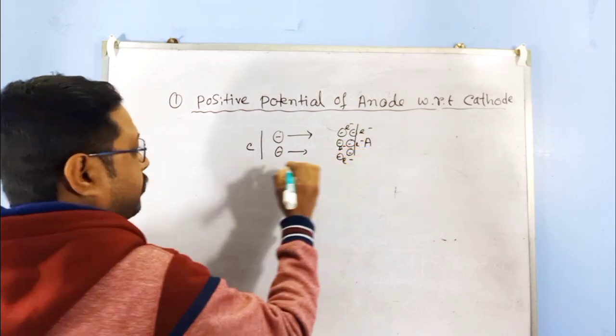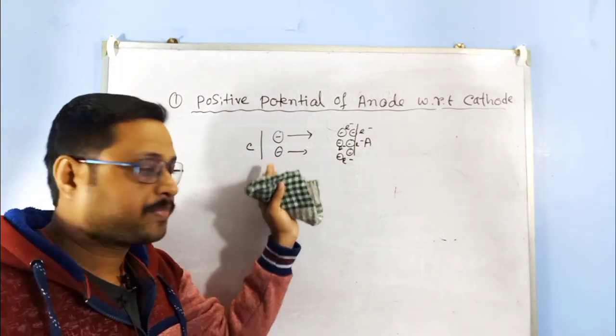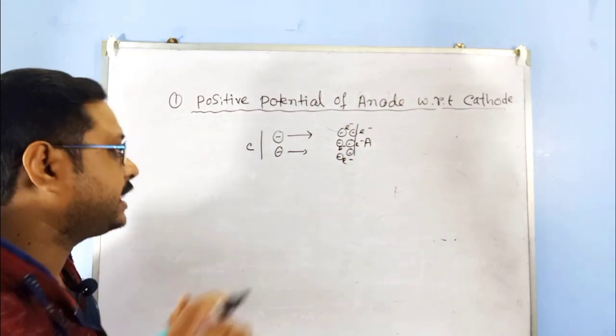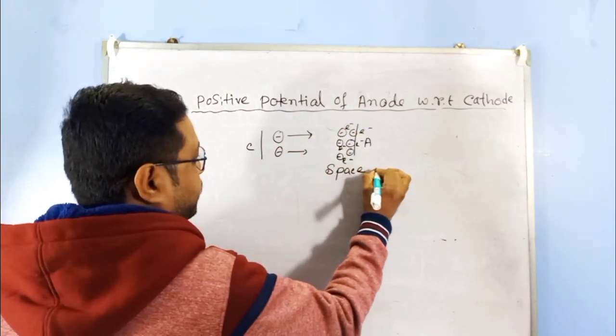Now, when further electrons come to the anode, they will be repelled by these electrons. This space where electrons are accumulated near the surface of the anode is called the space charge region.